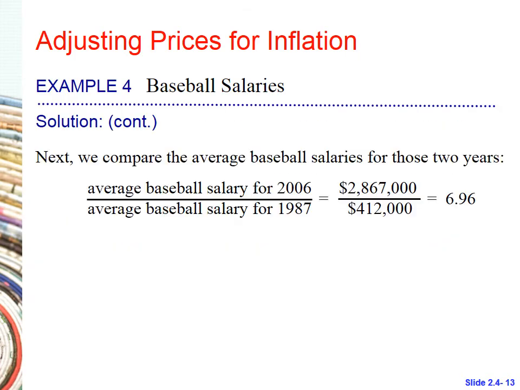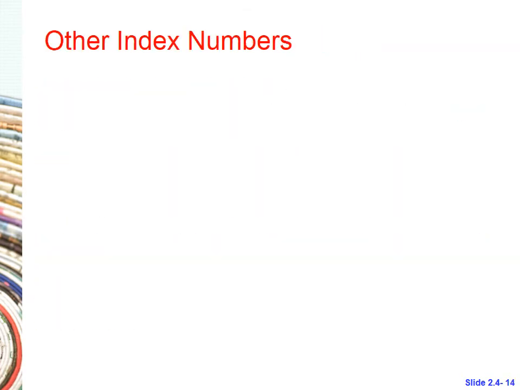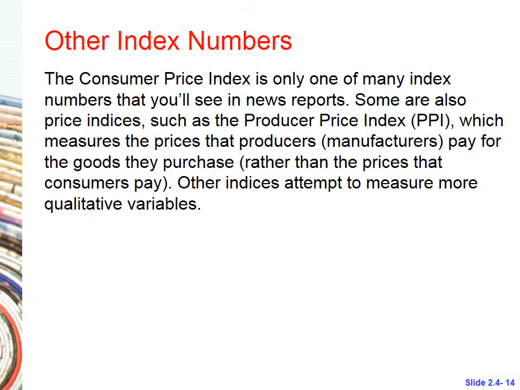So baseball players truly are way above what inflation would dictate. All right, so what about other index numbers? So we got the consumer price ones. There's also other ones called the producer price index that specifically looks at the price to produce, or what manufacturers pay for the goods they purchase, rather than the prices the consumers pay. So the consumer price index is what you, the consumer, pay. The producer price index is what the manufacturers pay. Could be different.